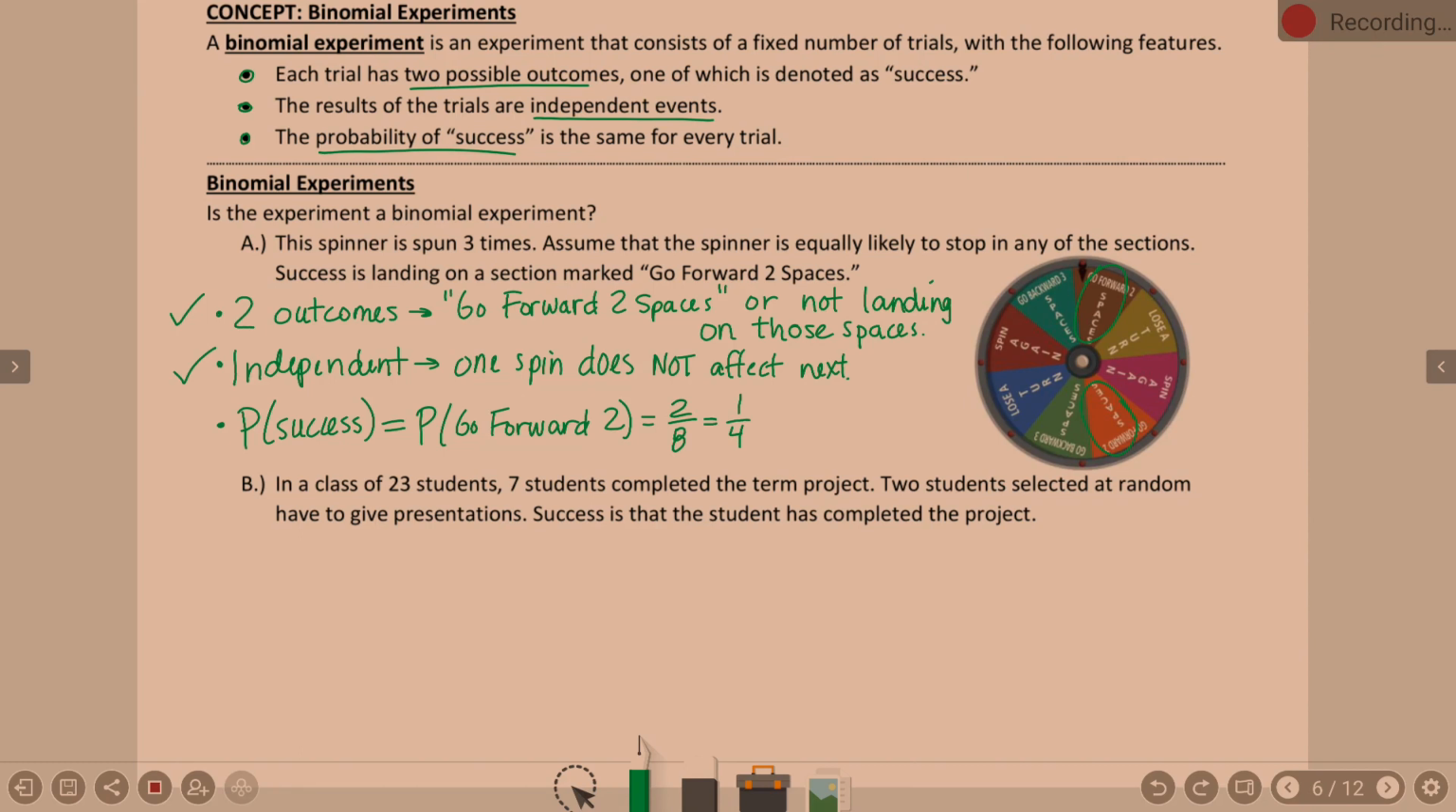Is that going to be the same next time you spin the wheel? Yeah. You don't get to remove that spot after you land on it, do you? It's still a spot you can land on. So is it going to be 1/4 each time? Yes, the probability of landing on go forward 2 spaces is 1/4 each time. So is it equal probability? Yeah, because each spin is independent of the next. I just checked 3 boxes essentially. So what am I saying? It is a binomial experiment. I'll put it over here because I ran out of room over there.